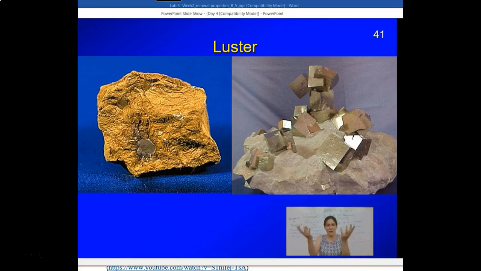So if you're looking at how shiny a mineral is, and even more specifically, does it look like a hunk of metal, or does it not look like a hunk of metal? If it looks like a hunk of metal, like that silvery one, then we say it has a metallic luster. It shines like a metal. If it does not, where is it? That one over there. If it does not shine like a metal, then we say it has a non-metallic luster. And in lab, you'll be introduced to other varieties of luster. This one has an earthy luster. It looks like dirt.